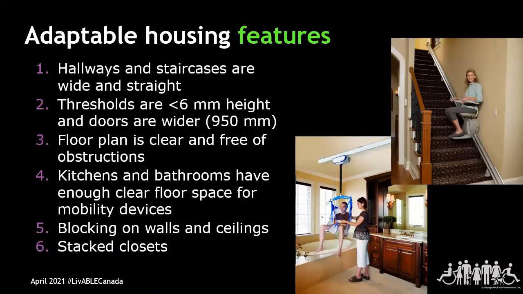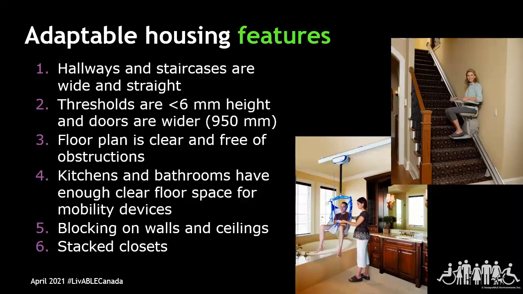So here are some adaptable housing features. You see some pictures here on the right as well. The hallways and staircases tend to be a little bit wider and tend to be straight. The thresholds tend to be very minimal, less than 6 millimeters in height, and again, the doors are wider. This is also great for getting furniture in and out. The floor plan is clear and free of obstructions.